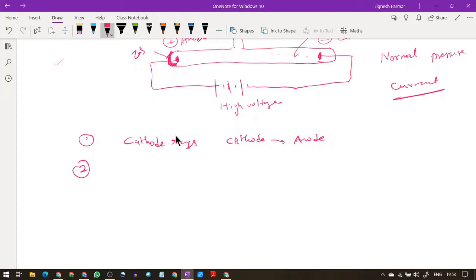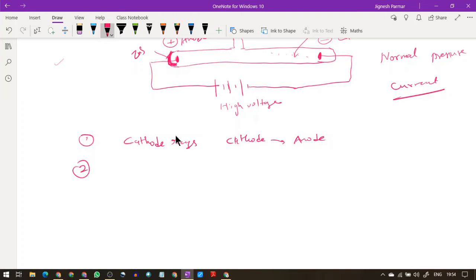The television picture tube is based on this. Right now we are using plasma and LED TVs, but before that there was a big cabinet with a tube, and it used the same function. You might be studying this in physics. So we are now going to focus more on this.